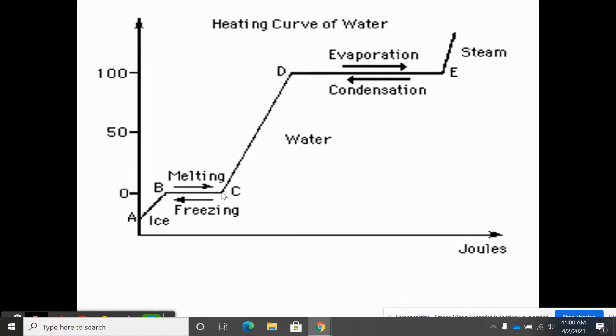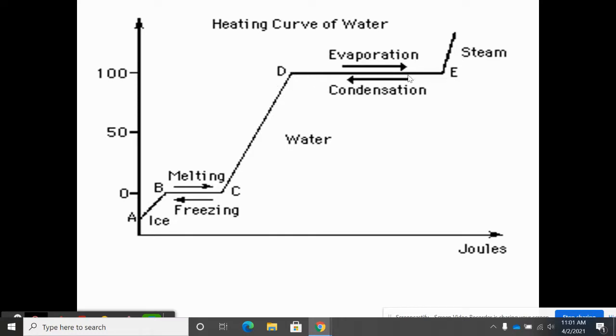Once all the ice has melted, the solid has turned all to liquid, the melting process has stopped, and then the temperature starts to increase. So in this area here, this is our liquid water. Then we flatline again. Starting at D is where evaporation or vaporization is taking place, boiling. So the liquid is turning to a gas. From D to E, it's going from a liquid to a gas. And the opposite, if I take away the energy, take away the heat, I can condense my gas back to a liquid, going from E to D backwards.